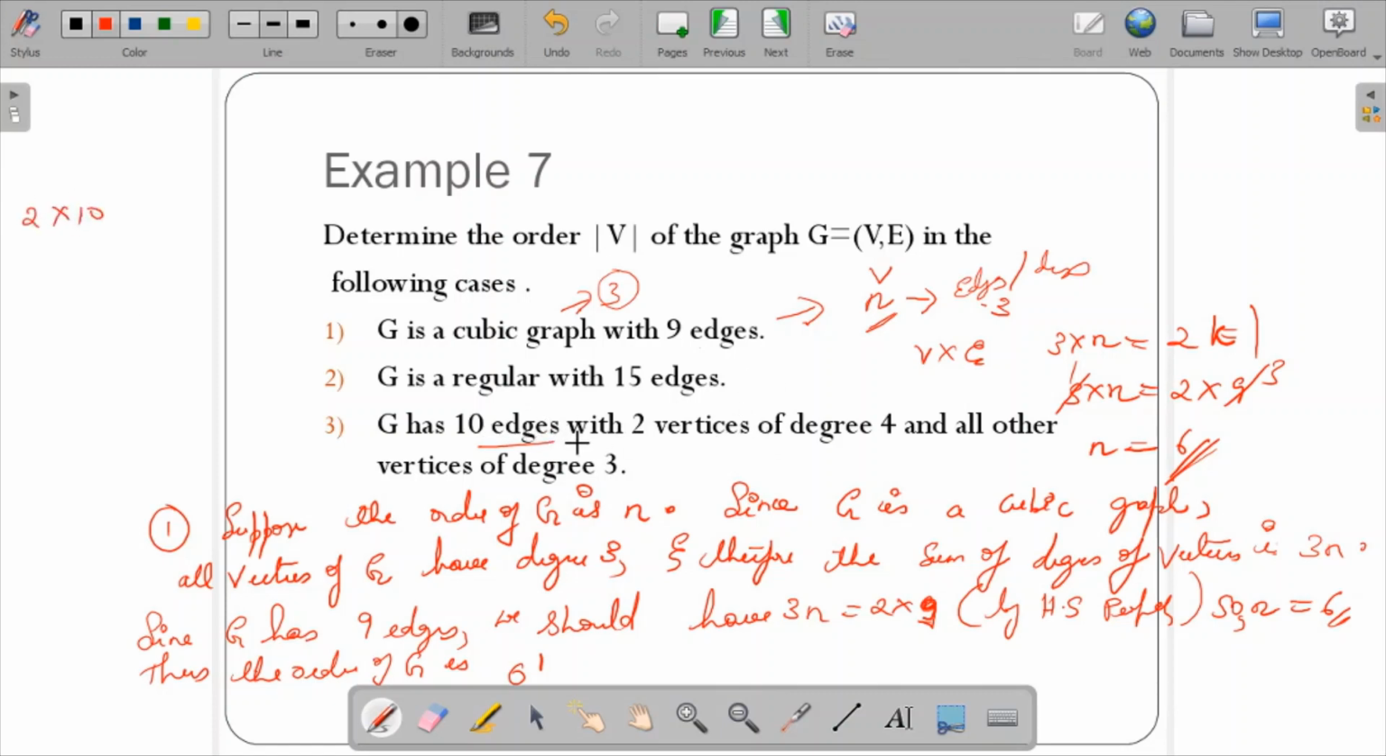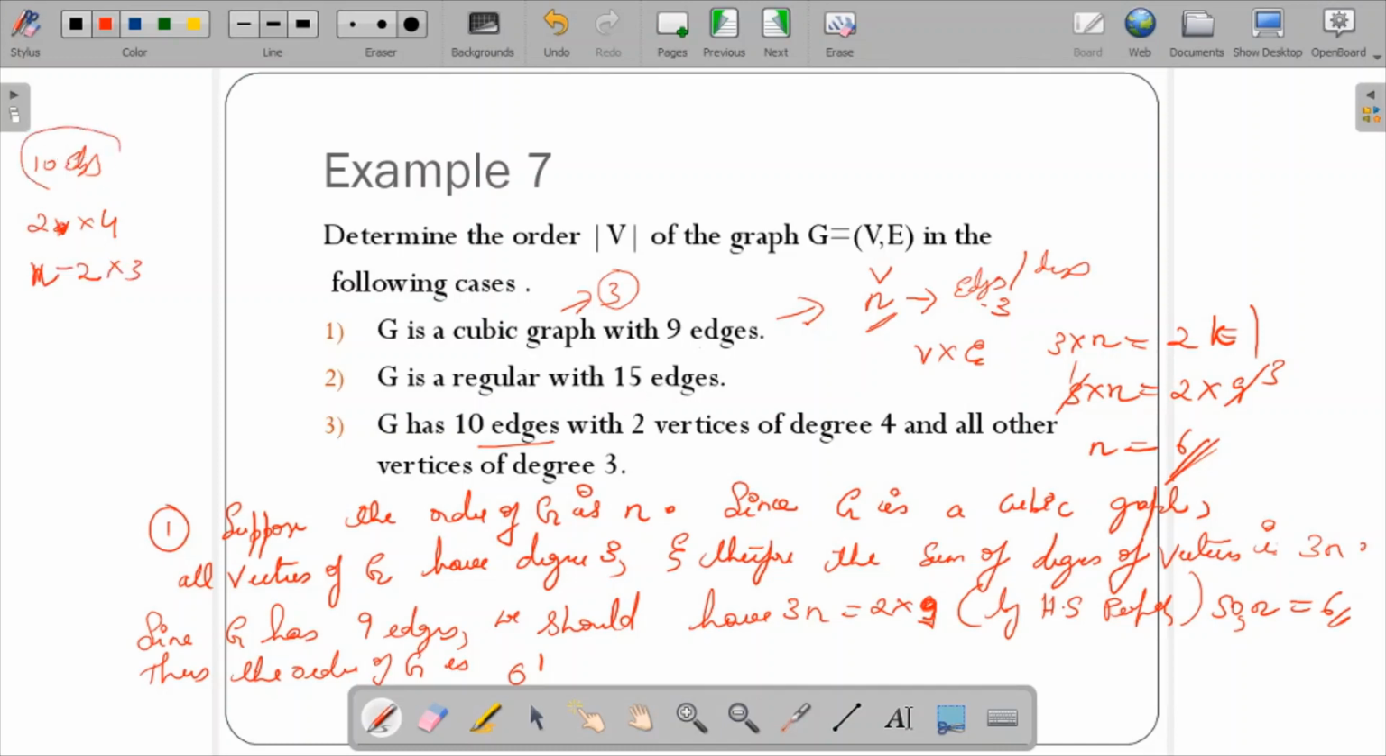G has 10 edges in total. Of these, 2 vertices have degree 4 and all the other vertices have degree 3. We don't know the number of other vertices, so if we take the number of vertices as n, the remaining n minus 2 vertices have degree 3. I hope it's clear.